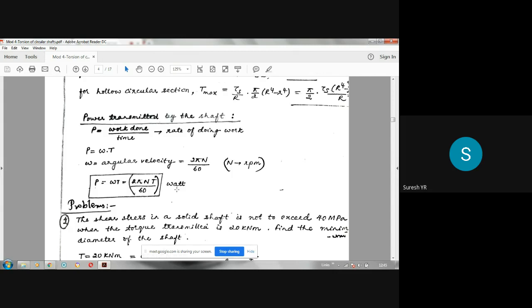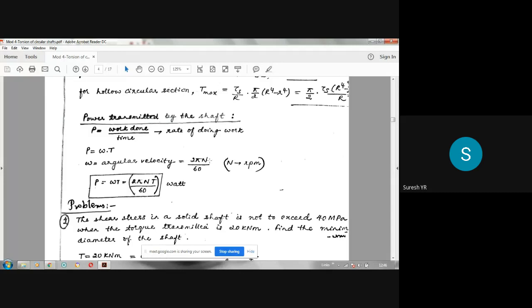You should know the relationship between those three. Shear stress multiplied by the area gives the shear force. Shear force multiplied by the radial distance r gives the torque. So maximum torque occurs at the boundary of the shaft. Then we discussed power. The expression for the power that can be transmitted by the shaft is 2 pi n T by 60, where sometimes omega, the angular velocity, may be given. Angular velocity will be in radians per second, and n will be in RPM.